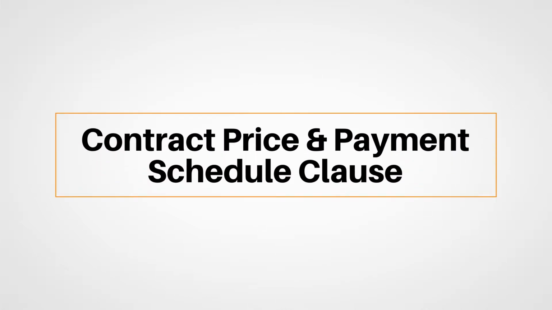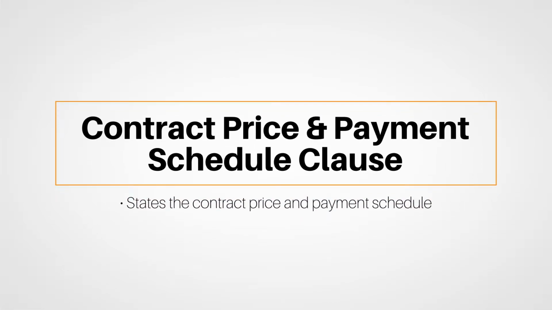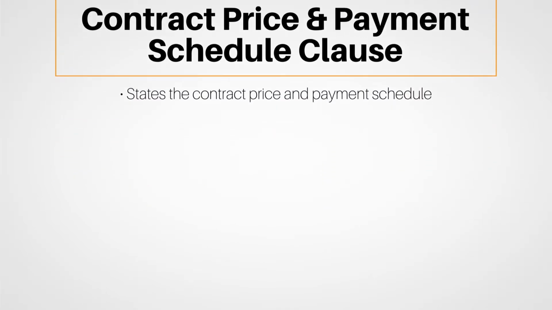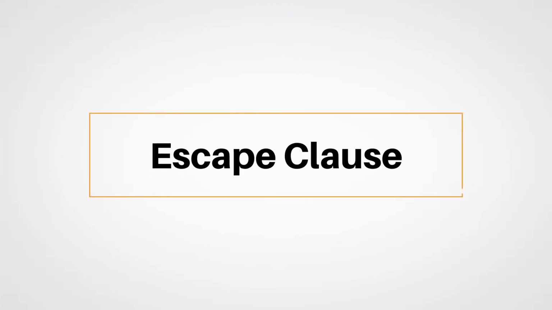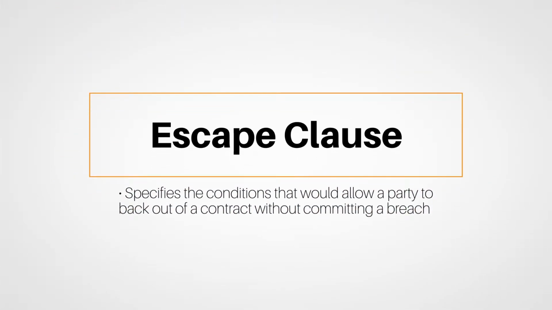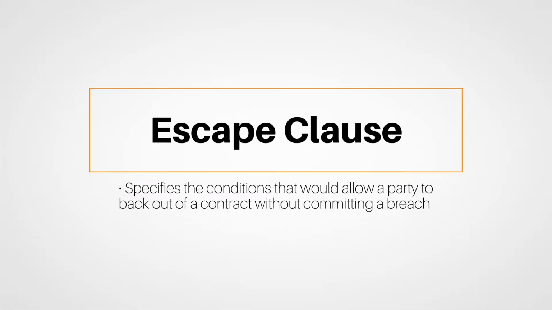Another common clause is that of a contract price and payment schedule clause. This clause is fairly self-explanatory. It simply states the contract price and payment schedule. Escape clauses specify the conditions that would allow a party to back out of a contract without committing a breach. An escape clause, common in real estate transactions, is a 72-hour clause.